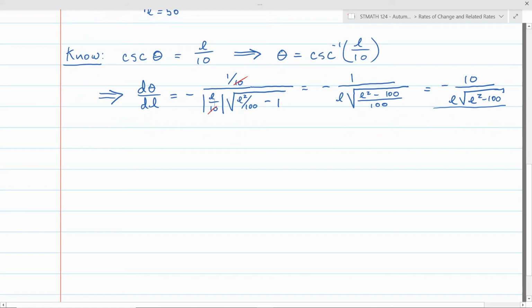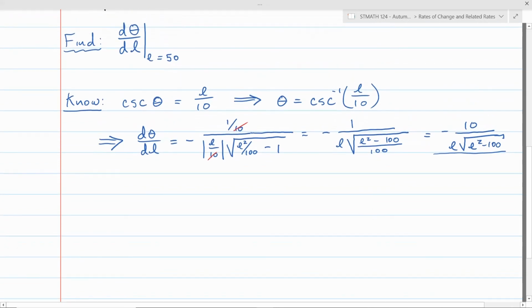So if that is my derivative of theta with respect to L, how do I answer the question? Well, I need to find that derivative when L is equal to 50. So now I can just plug 50 in for L. So d theta dL when L is equal to 50 is negative 10 over 50. And then inside that radical, 50 squared is 2,500. So you'd have 2,500 minus 100 would be 2,400.